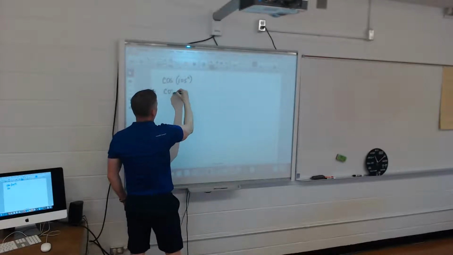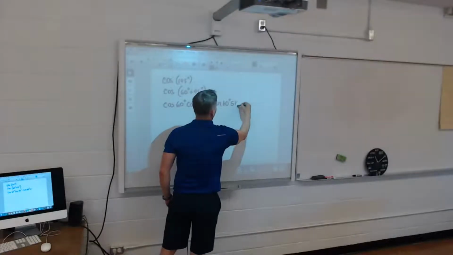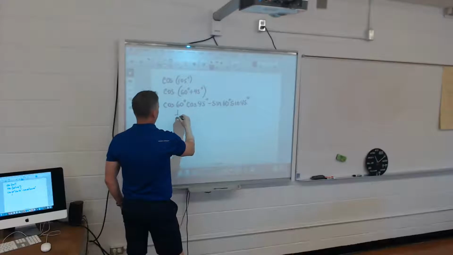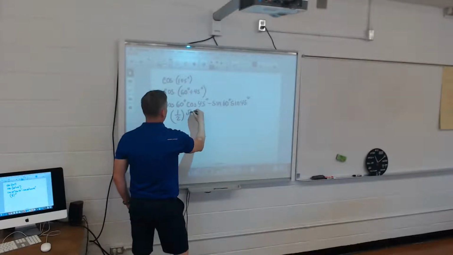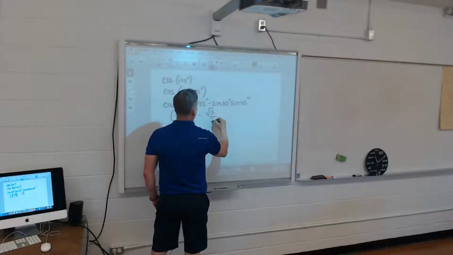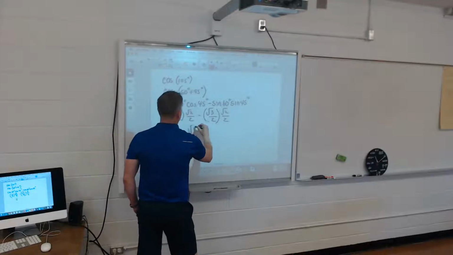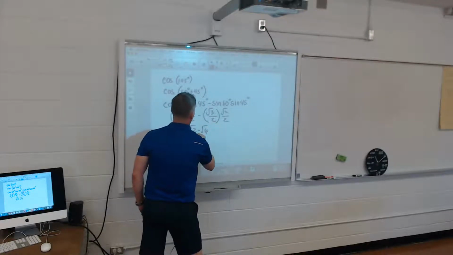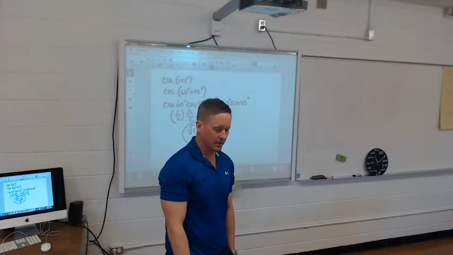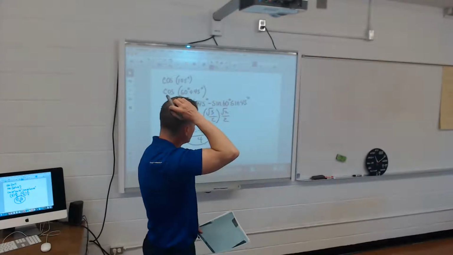Well, that's the cos of 60 degrees, sine 45 degrees. So what do we have? 1/2 root 2 over 2, subtract root 3 over 2, root 2 over 2, root 2 minus root 6 all over 4. There's the cos of 105 degrees. So the question is not tough, but we still struggle with it.